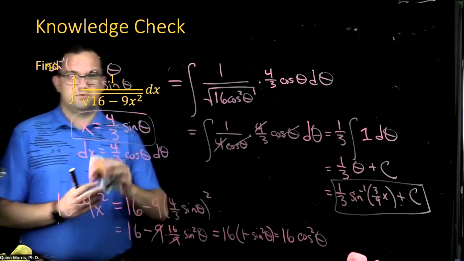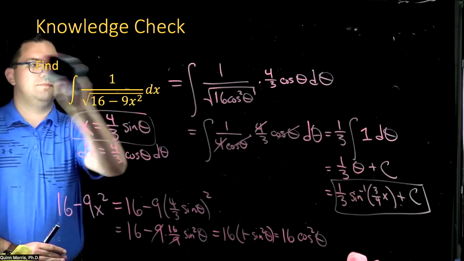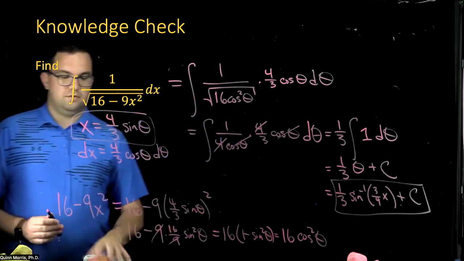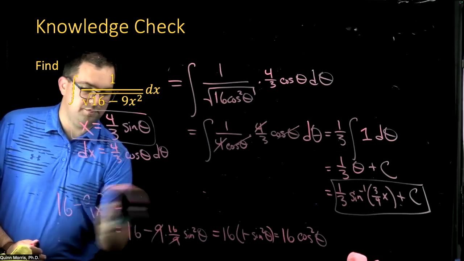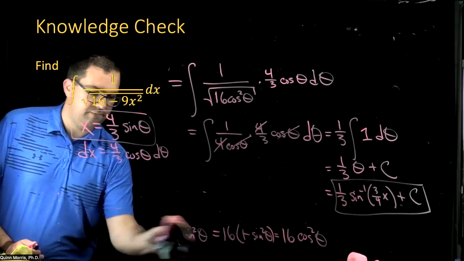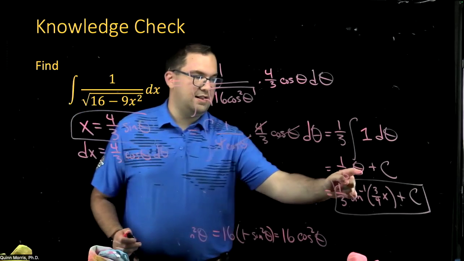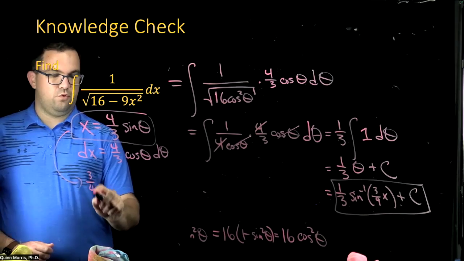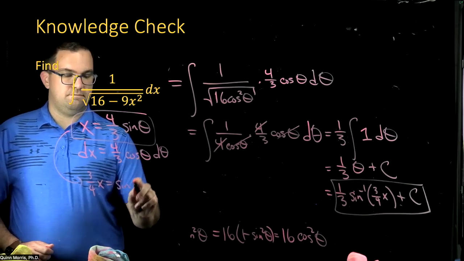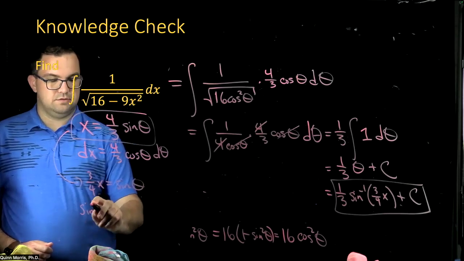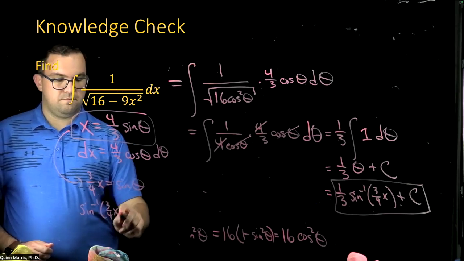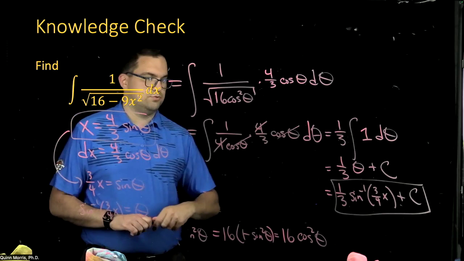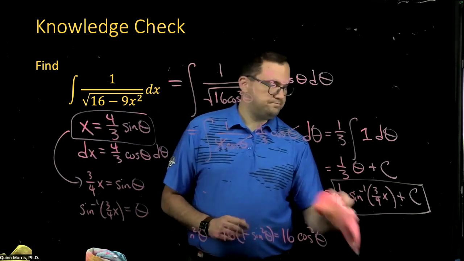All right, I just realized I wrote this on top of the slide here. So to make sure you see where that substitution came from, let me give myself a little room down here. So I needed to solve for theta here, right? And so if I take this, multiply both sides by 3/4, and then take sine inverse of both sides, I get theta is sine inverse of 3/4 x. So that's where that last substitution came from.